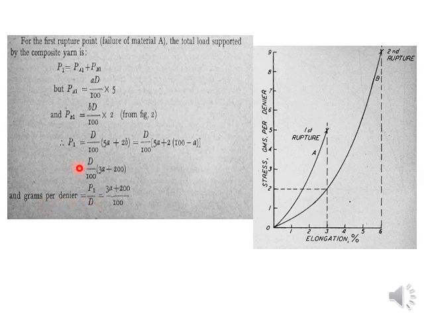So it will be P1 by D. This D is the denier, and we are calculating at the first rupture point. D is the denier of the composite yarn. So the load developed at rupture point 1 divided by the denier is 3A plus 200 by 100, cancelling D. It becomes 3A plus 200 by 100.